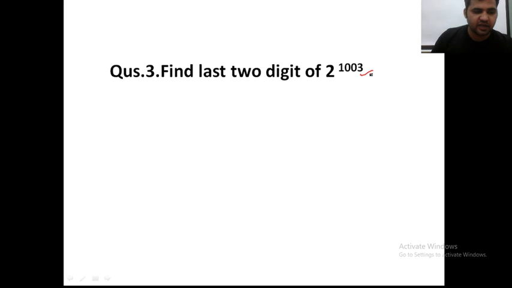Question 3 answer is 08. Yeah, right. 08 is the right answer of question number 3, Shrey. Very good. Varsha, please check your calculation. I think you have made a mistake with the calculation part.